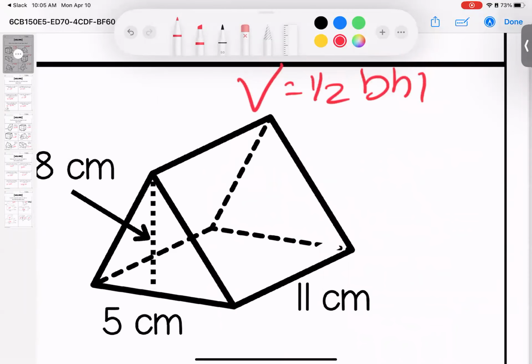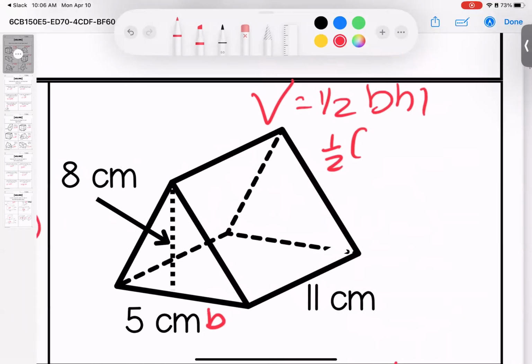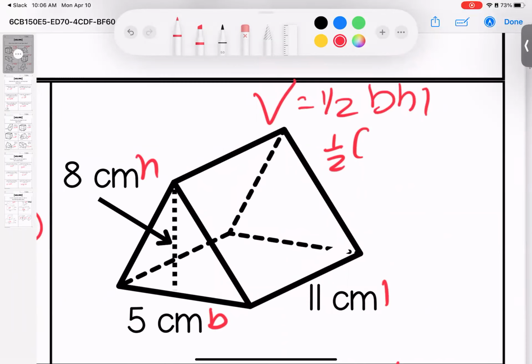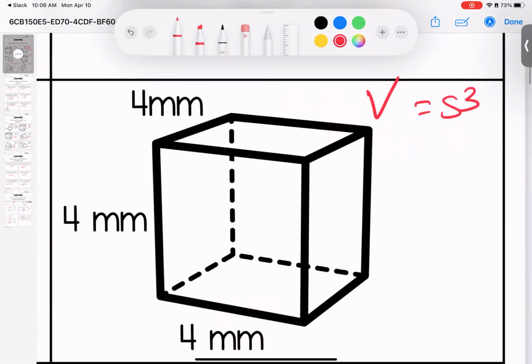All right, for this triangular prism, what we have here is 1/2 base times height times length. So 1/2 of the base, the height, and the length. Base is 5. Height is 8, length is 11. Remember, we worked on something similar to this before break. Make sure that you're pulling them apart into pieces, okay? So 5 times 8 times 11, we get to start there. We get 440, and I need to take half of that. If I take half of that, divide it by 2 or times 0.5, I get 220 centimeters cubed.